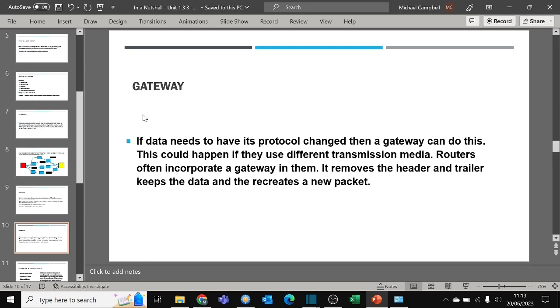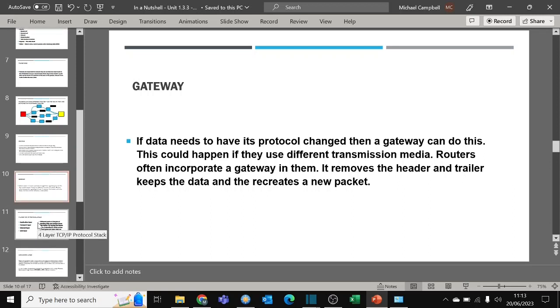Most routers incorporate gateways in them, right? So they all have a gateway inside them, really. So you don't normally have a secondary thing. You just have this part of the router, just called a gateway. But I suppose in the old days you probably could get separate ones, but modern, no.